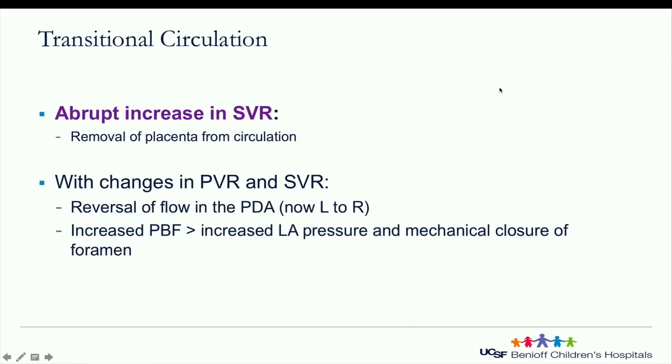In addition to the decrease in PVR, there's an abrupt and dramatic increase in SVR as the low-resistance placenta is removed from the circulation. The combination of the changes in PVR and SVR has additional side effects. So there's reversal of flow in the PDA, which normally becomes predominantly left to right. And with the increase in pulmonary blood flow and increase of flow of blood to the left atrium, there's increased left atrial pressure, which is going to result in mechanical closure of the foramen.